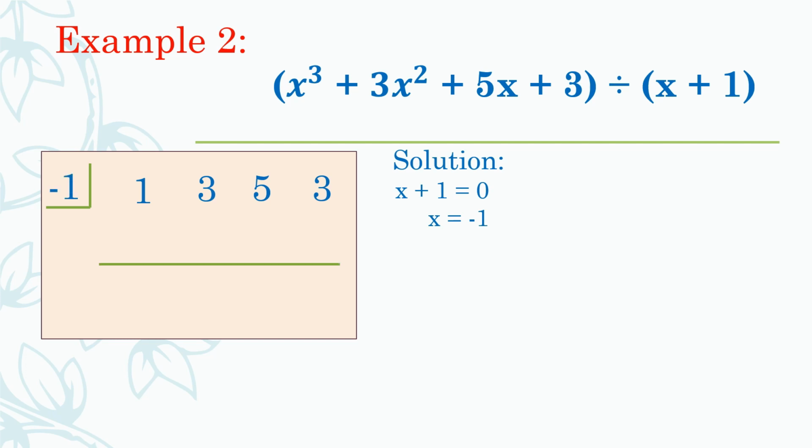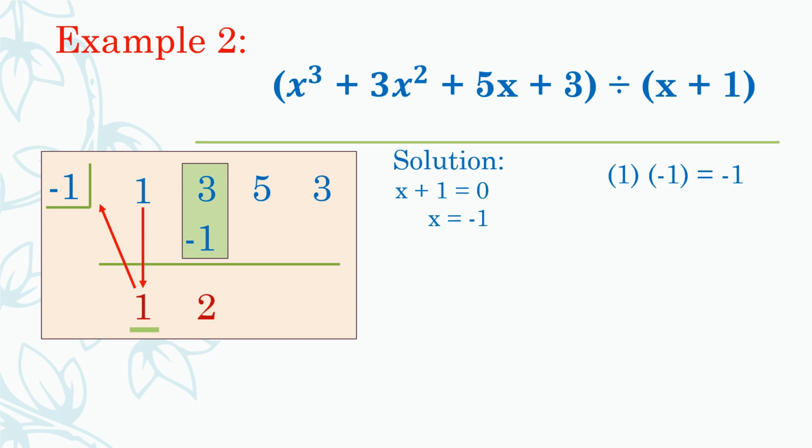Next step, we have to carry down the first number in the row. The first number in the row is 1. And then 1 will be multiplied by negative 1. 1 times negative 1 is equal to negative 1. The answer is negative 1. Write it in the second column. Then add the column. 3 plus negative 1 equals 2. 2 times negative 1 is equal to negative 2. Write the answer negative 2 in the third column.